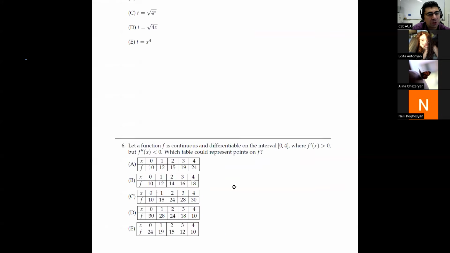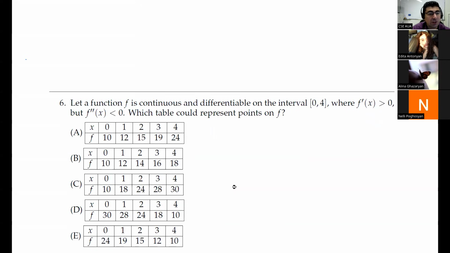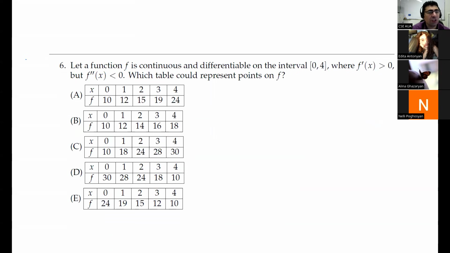So we are given function f, which is continuous and differentiable. F prime is strictly positive, so the function is increasing. The double derivative is strictly negative, so the function is concave down. Which table could represent points of f? Okay. Let's think. The function is increasing. Do we have here some decreasing functions?